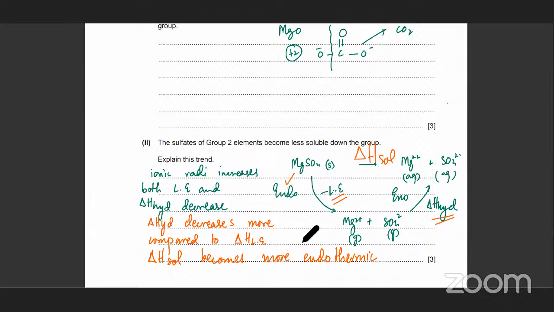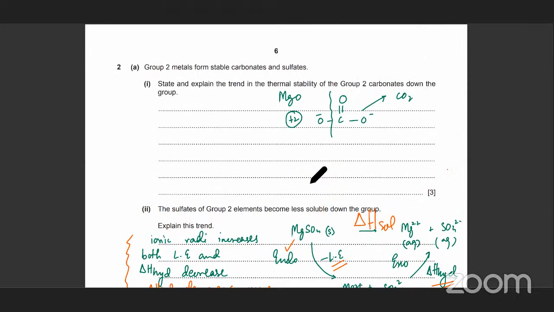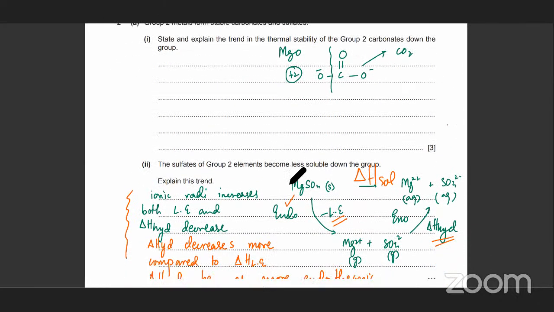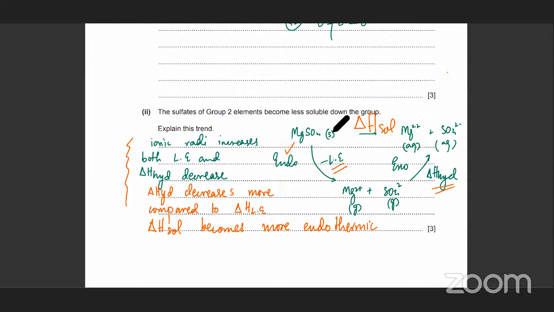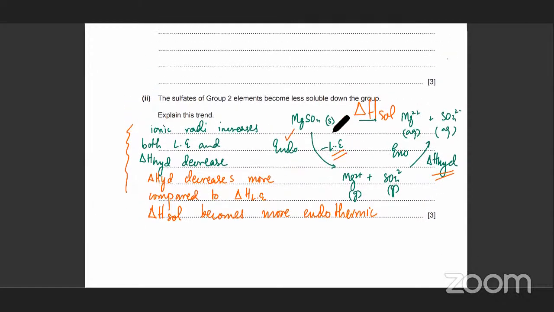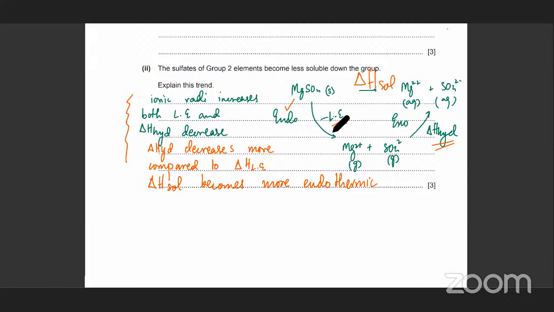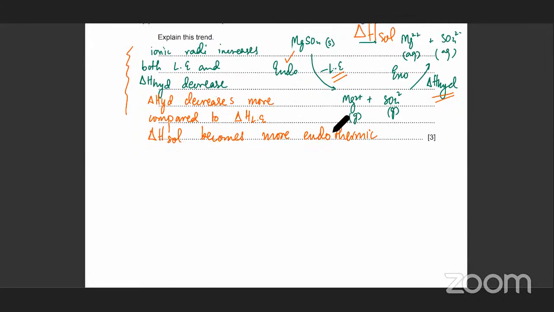Okay, so remember this. Both of these questions are very typical questions that usually come in the exam: the stability of carbonates and the solubility of sulfates and hydroxides. There's probably a very high chance of these two coming in your exam as well. You clear?